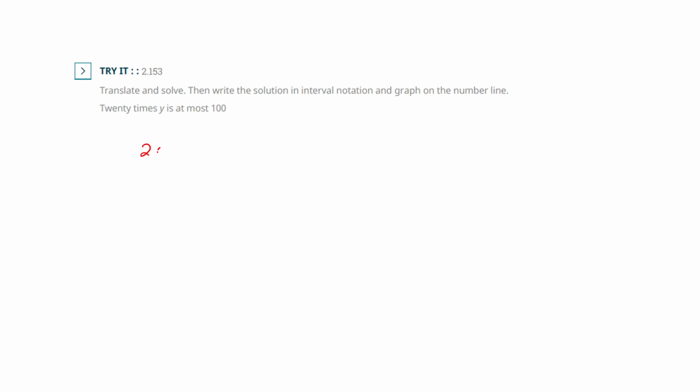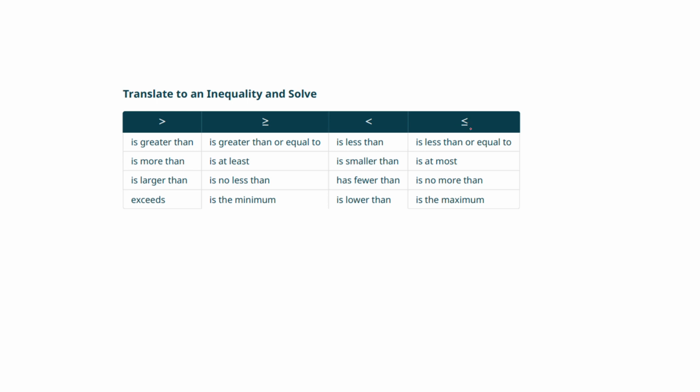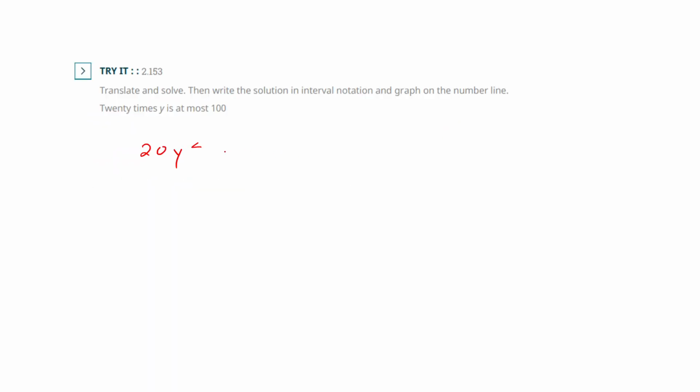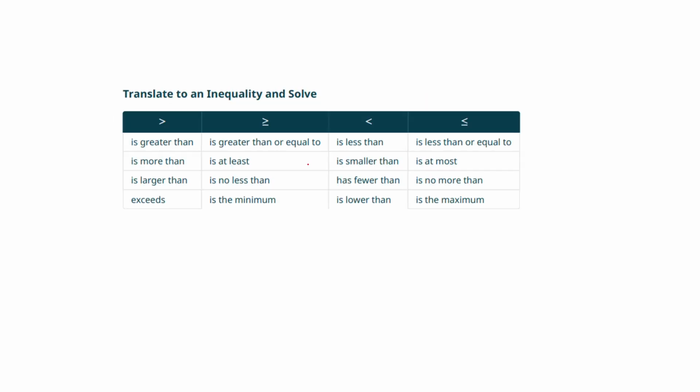I've got going left to right. 20 times y is at most 100. So let's look back. So we've got at most. Okay, once again, that's less than or equal to. It's allowed to be 100, but no more. Okay, 9 times z is no less than 135. So if you aren't sure, come back to our chart. No less than would be greater than or equal to.